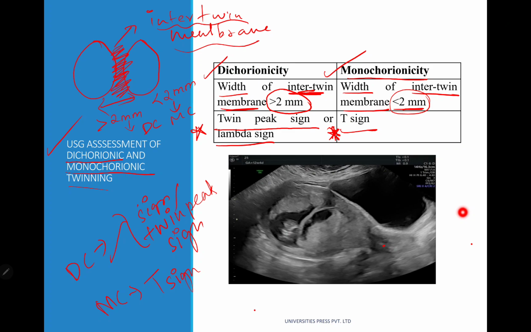So if you look at this figure, this is the lambda sign. So this is twin A, this is twin B, and in between this is the lambda sign that you can see, or twin peak sign, which means this is dichorionicity. Monochorionicity, you can just look for a T sign.